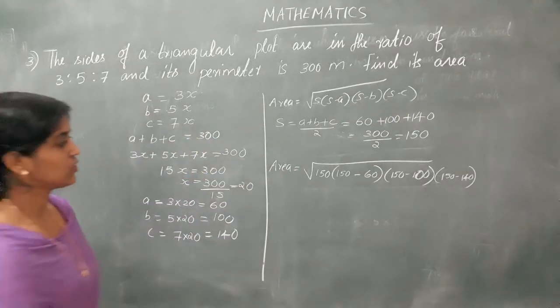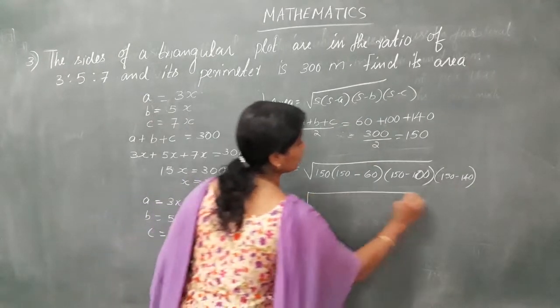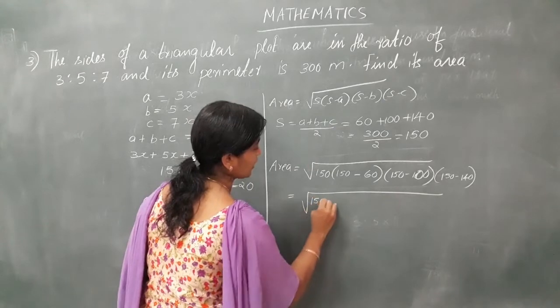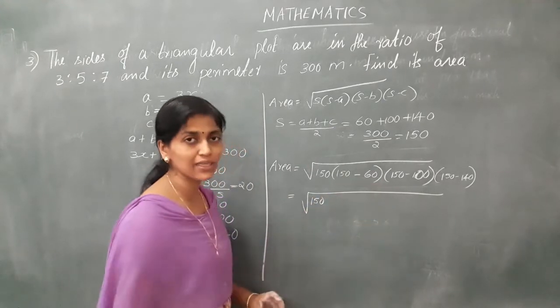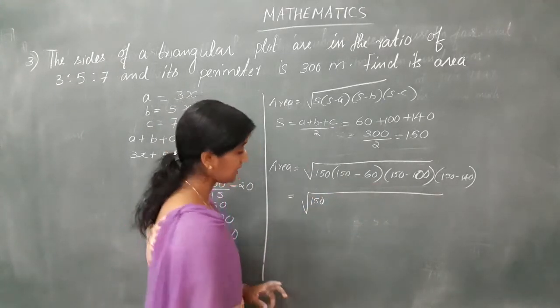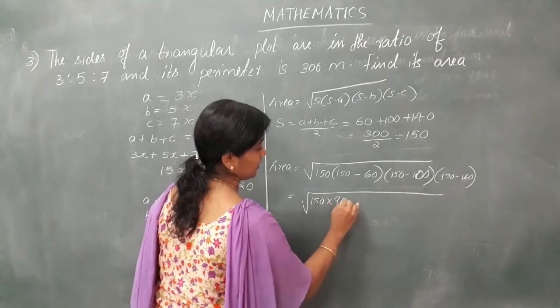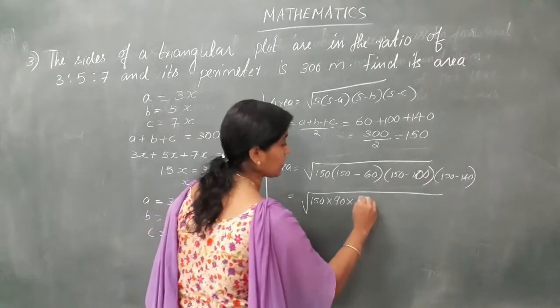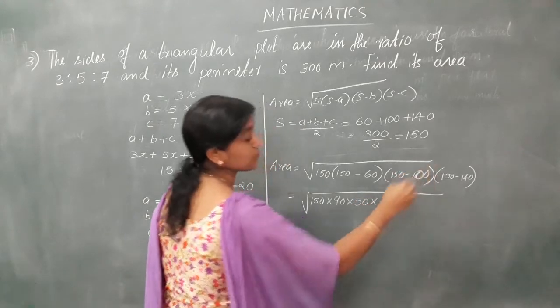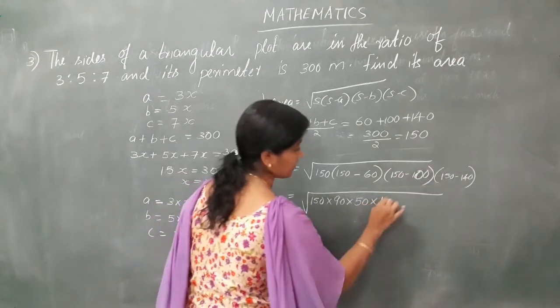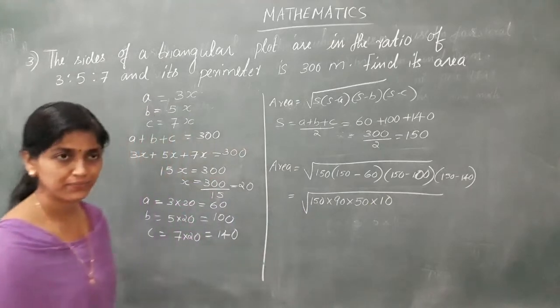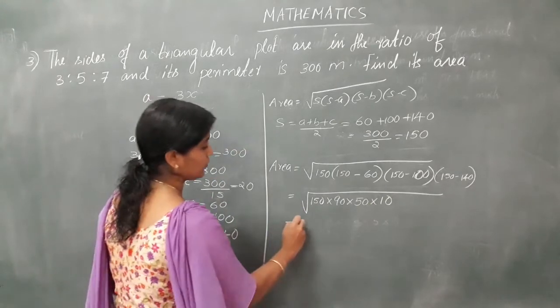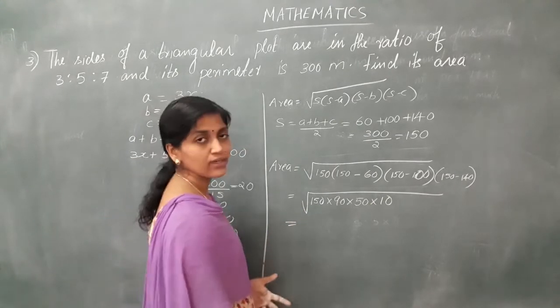Okay. So we get here root of 150 into 150 minus 60, how much is it? It is 90. Next, 150 minus 100, it is 50. 150 minus 140, it is 10. Clear? Now we know we have to find the root.